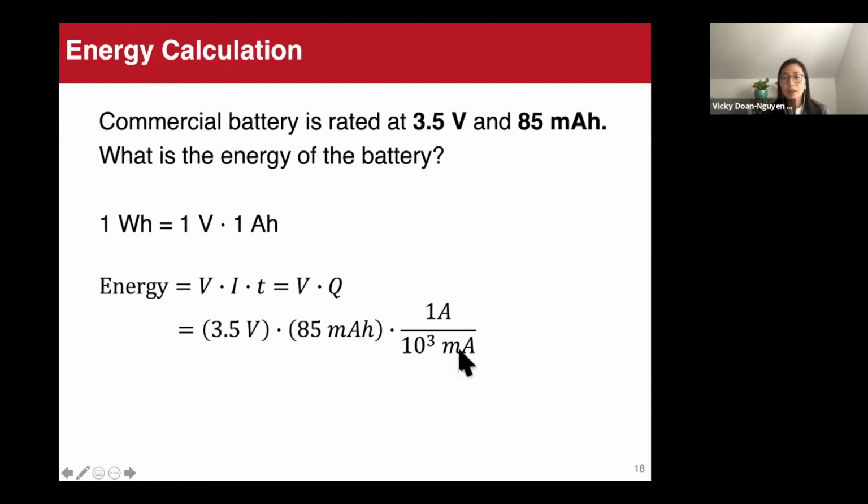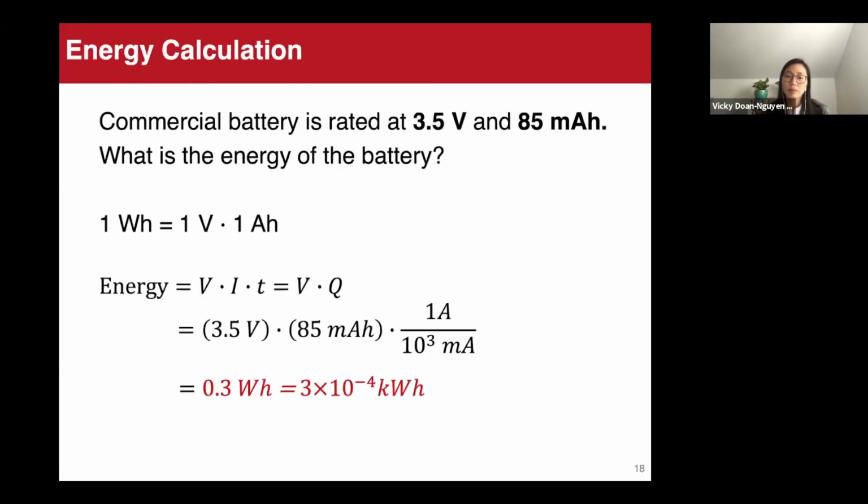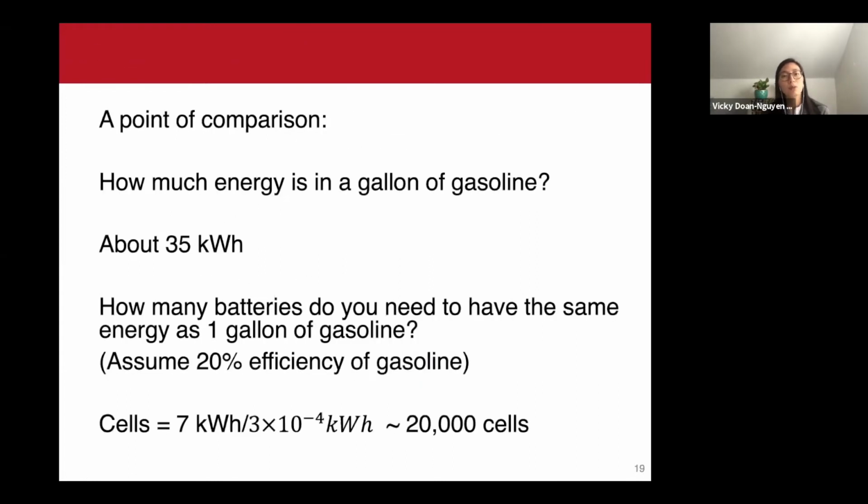We convert milliamp hour to amp hour. And we get 0.3 watt hours, which is equivalent to 3 times 10 to the negative 4 kilowatt hours. Now, that might not mean much, so let's have a point of comparison. How much energy is in a gallon of gasoline? So that's about 35 kilowatt hours.